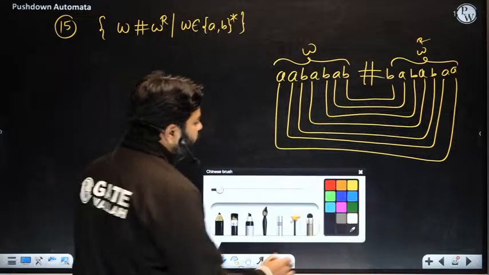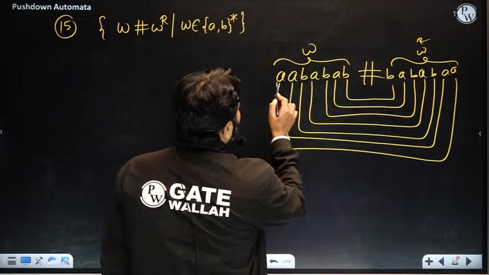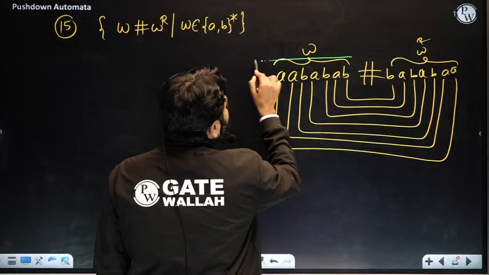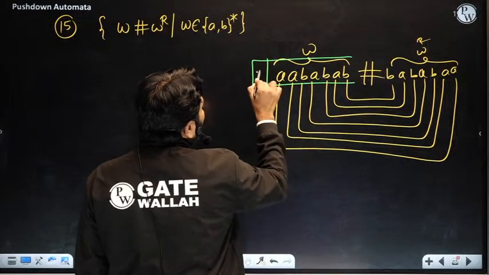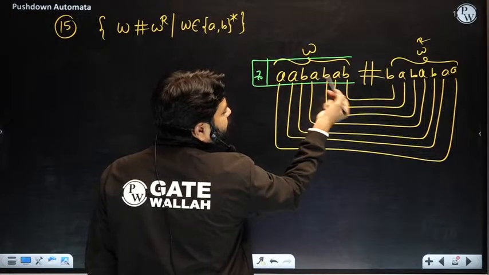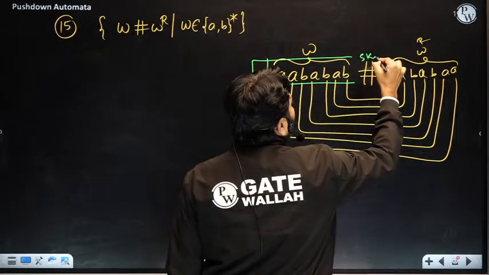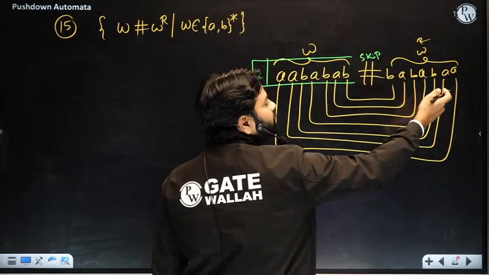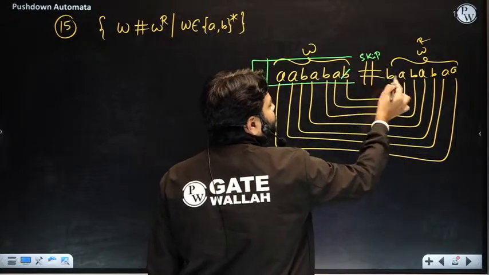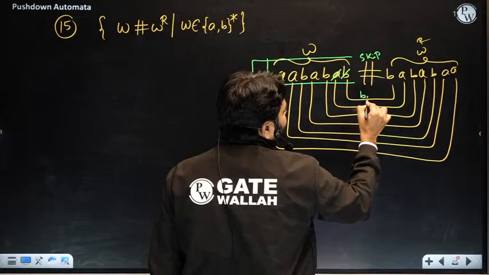Very simple, right? What do you have here? All of them you put as is on the stack, right? Z0 is there below. Keep everything onto the stack as it is. Push everyone. When the hash comes, skip it. But know that then the reverse will begin. So B cancel it, A cancel it. So you need to match from now onwards.